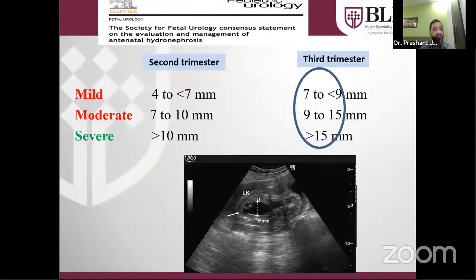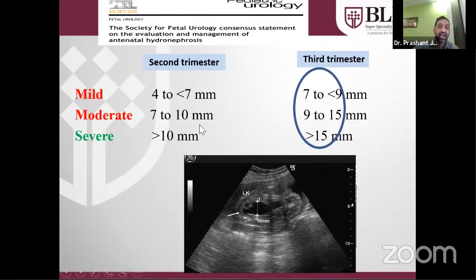Now, the Society of Fetal Urology for the first time in 2010 came up with a classification of hydronephrosis and grading of hydronephrosis on the basis of the anteroposterior diameter. They classified the diameter into mild, moderate, and severe types. During the second trimester of pregnancy, anything less than 4 mm was considered normal, and anything more than 10 mm was considered severe hydronephrosis. During the third trimester, anything less than 7 mm was considered normal, and anything more than 15 mm was considered severe hydronephrosis.